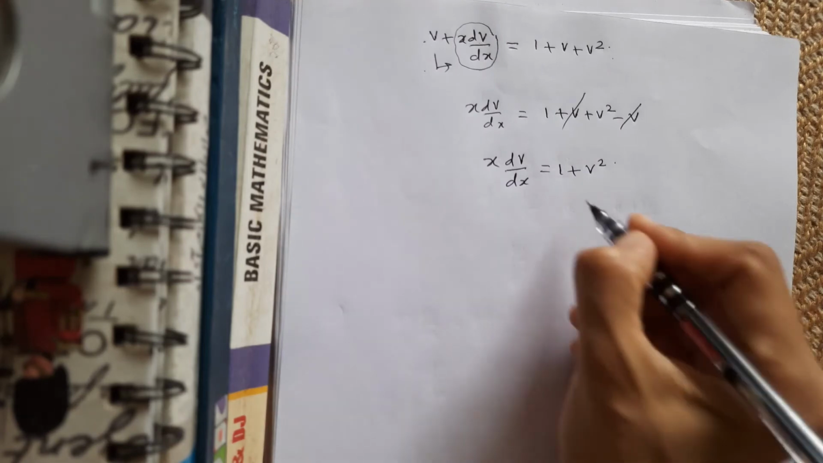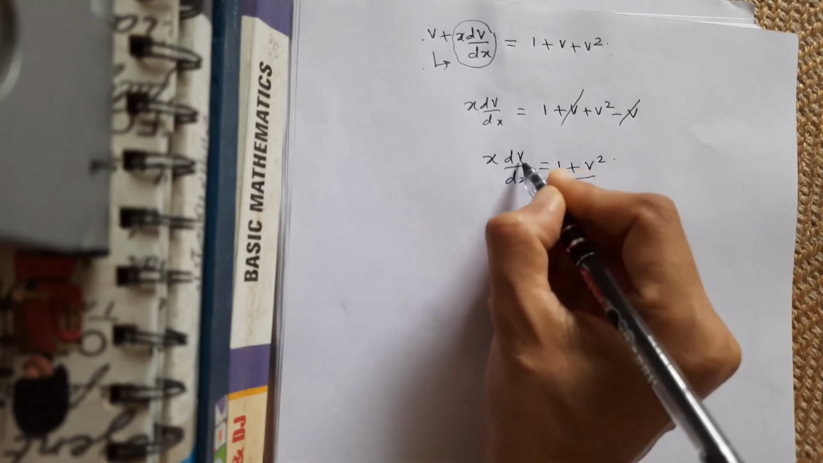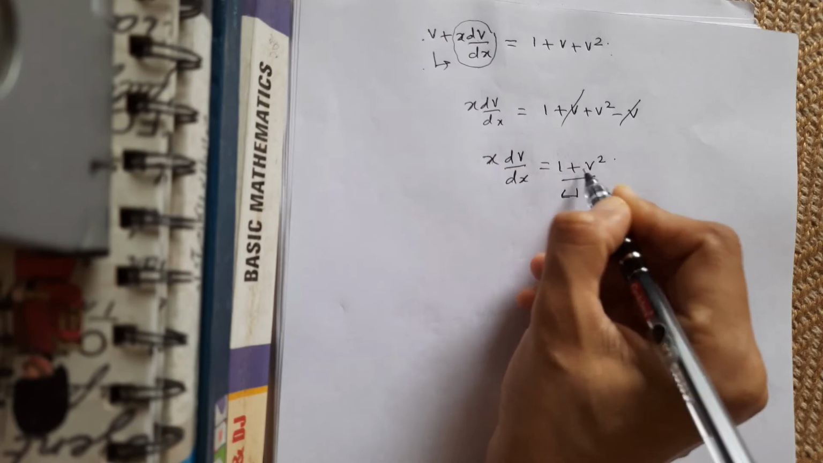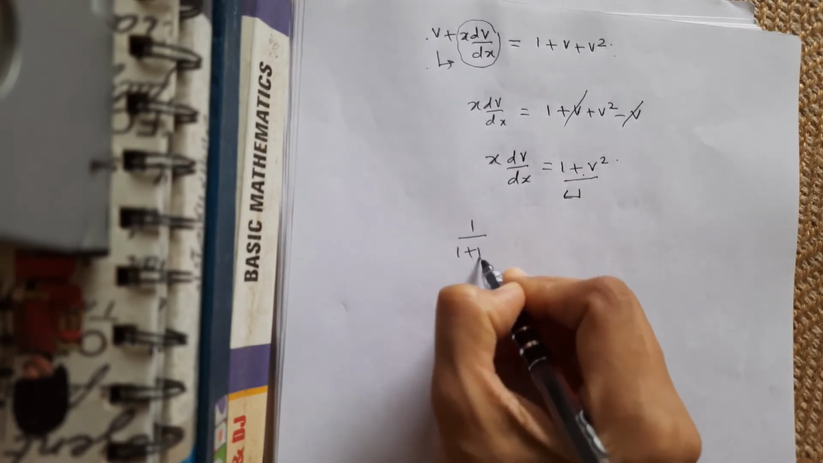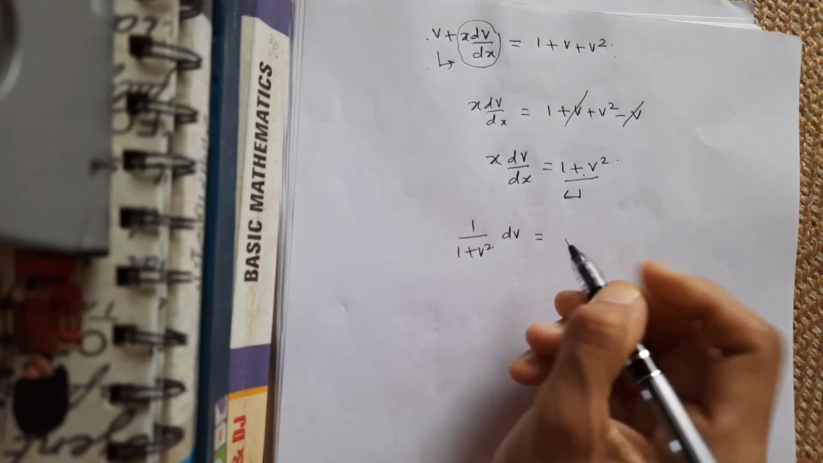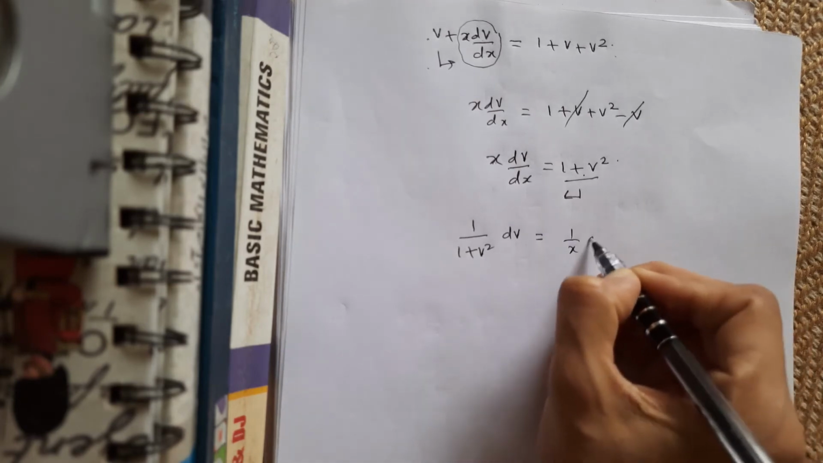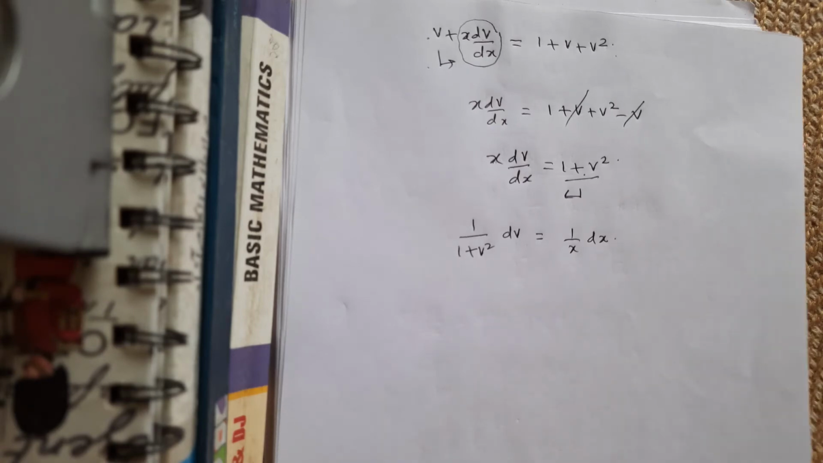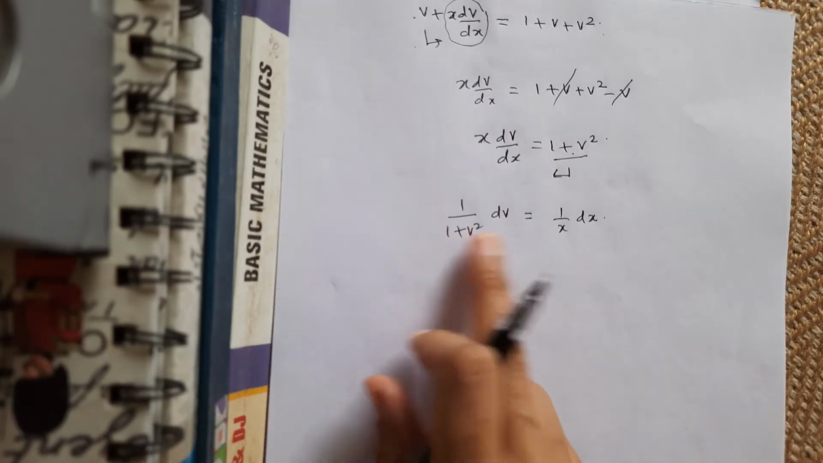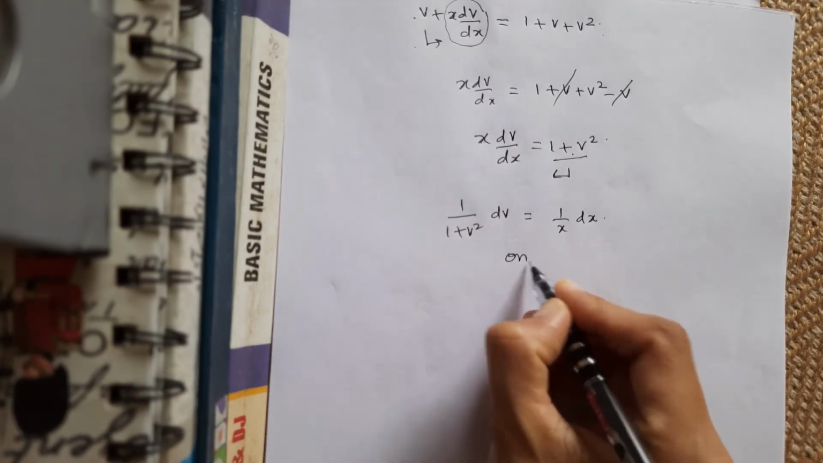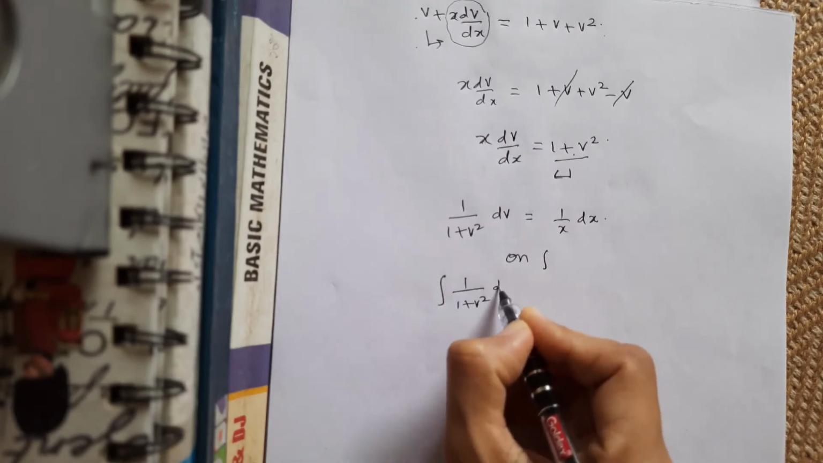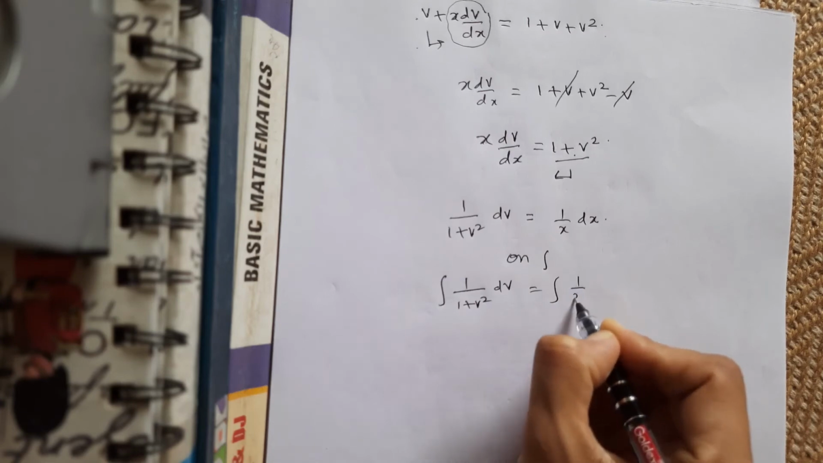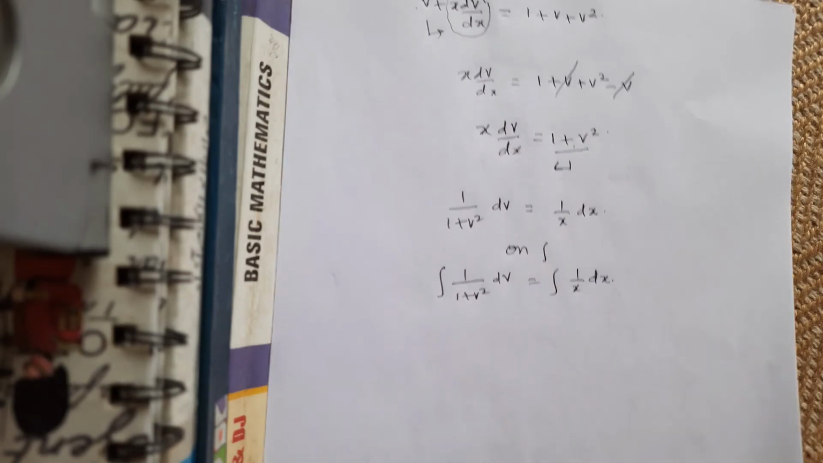Now take this term to this side because I have dv here, and take this x dx to this side. So when I take this, I will get 1 upon 1 plus v square dv equal to 1 upon x dx. So now we have it in variable separable form. On integrating, I get integration of 1 upon 1 plus v square dv equals integration of 1 upon x dx. Now just integrate it.